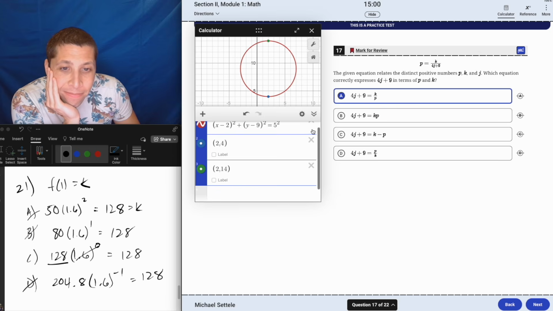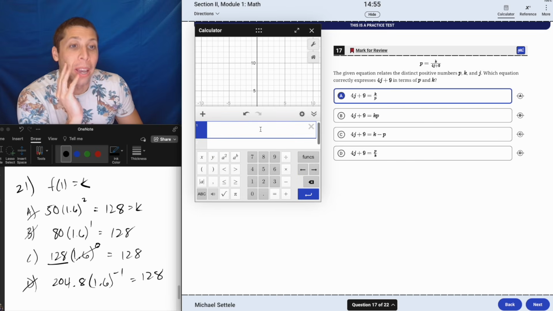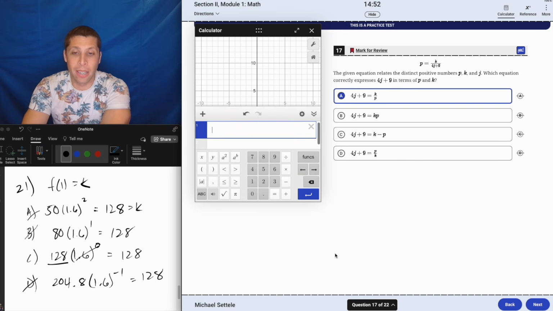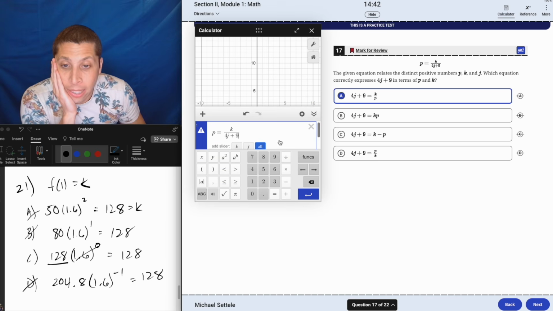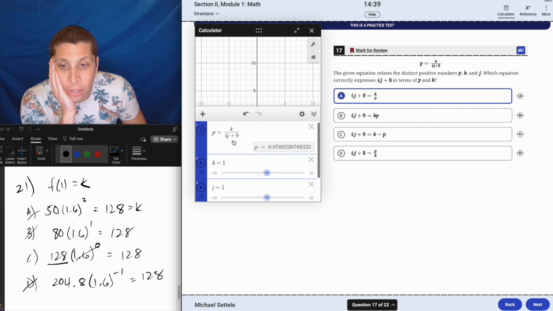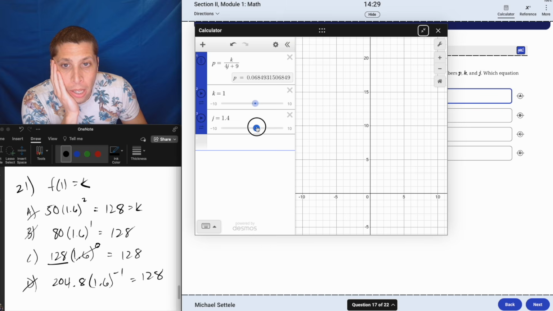I mean, let's have a little fun with Desmos here. P equals K divided by 4J plus 9. So it doesn't like any of this. It's going to have me add sliders. So now it's telling me what P is. So, okay, fine. P is this random number. Can I adjust this so P is a nicer number here? Ugh, freaking stupid Desmos. 0.04. Cool. I like that.